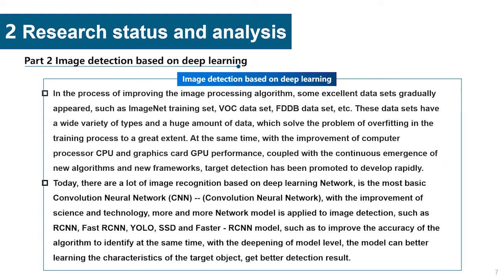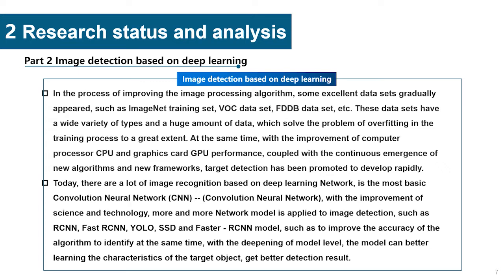At the same time, with the improvement of computer processor CPU and graphics card GPU performance, coupled with the continuous emergence of new algorithms and new frameworks, target detection has developed rapidly. Today, there are a lot of image recognition networks based on deep learning. The most basic is the convolutional neural network, CNN.